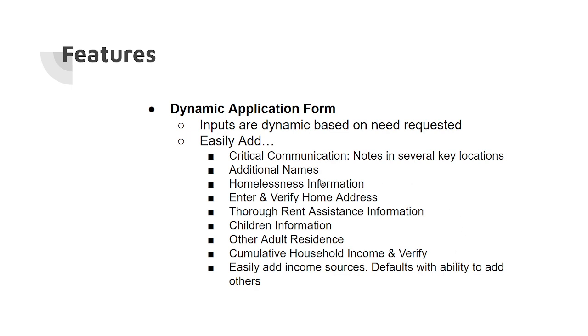You can easily add additional names, homelessness information, enter and verify home address, and thorough rent assistance information. You could add as many children as required. There are no constraints on how many or the length of information you need to put in these spots. You can just continually add them as much as necessary. It's easy to add up and display the cumulative household income and verify when you see pay stubs, either when they show up if they bring them in immediately or at a later date, which I'll show you shortly.